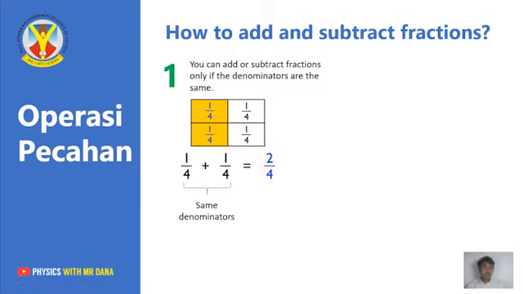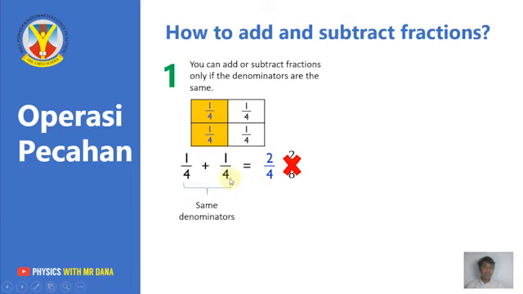Some students might understand this wrong and just doing like this. 1 plus 1 equals 2 and 4 plus 4 equals 8. So those students get 2/8. Is that right? No, that is wrong. That is wrong. You cannot do like that.